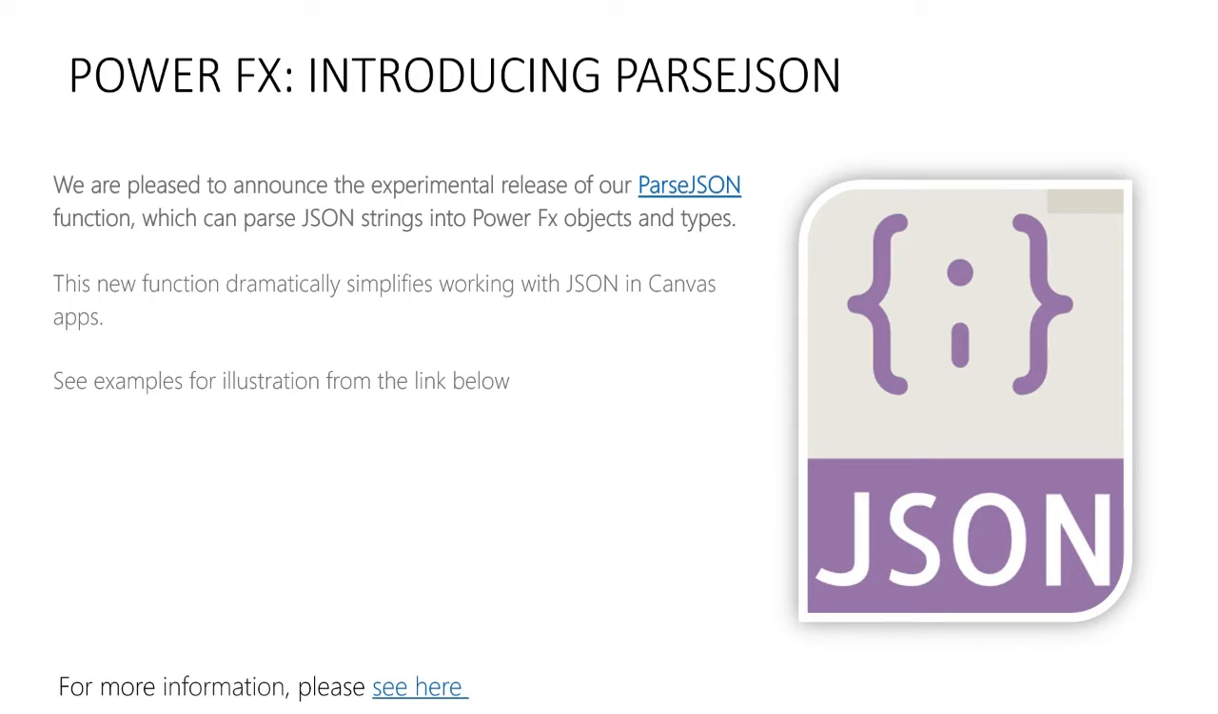All right, next up, Power Fx. Introducing Parse JSON. This one is an experimental release, so it's definitely pre-preview, but the ParseJSON function can parse JSON strings into Power Fx objects and types, and the new functionality can help simplify working with JSON in canvas apps. There are some good illustrations on how to use this in the article linked here. So make sure to check that out if you want to parse those JSON strings within Power Fx.